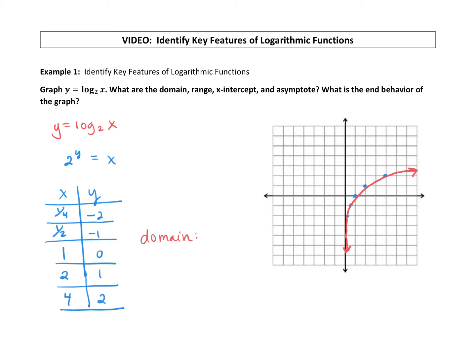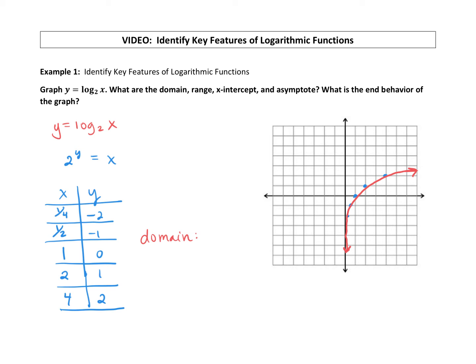So domain is our input. If you notice, our inputs are all of these x's over here. I can see that they are all positive. And if we look at our graph for the x's, everything is on the right side of the y-axis. These are all your positive x values.